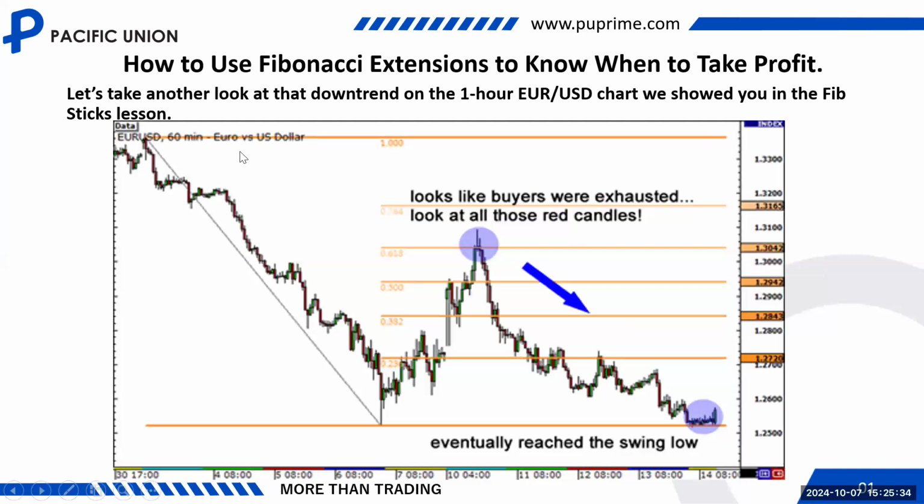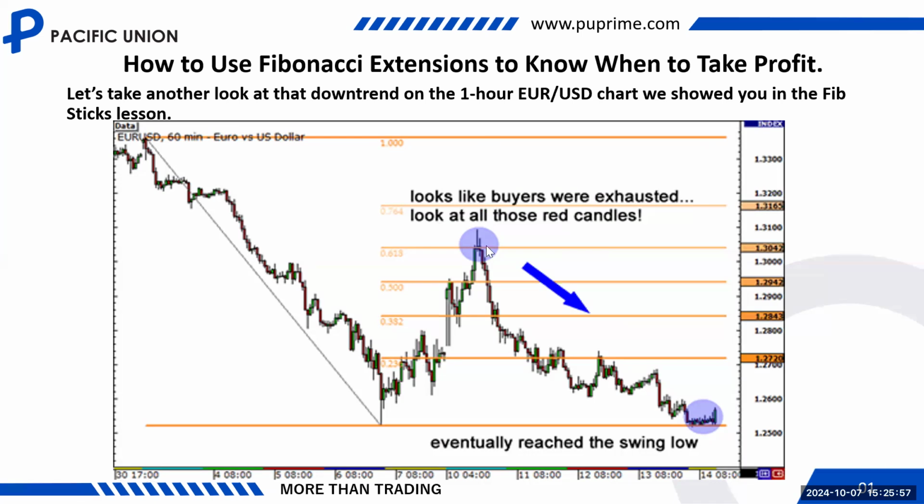Again, another example to use Fibonacci extension to set take profit levels. Here we can look at the Euro USD on the 1 hour time frame, and we can see the price is trending downwards. And it looks like buyers were exhausted. Look at all those red candles. You can see the red candles, showing a downtrend.